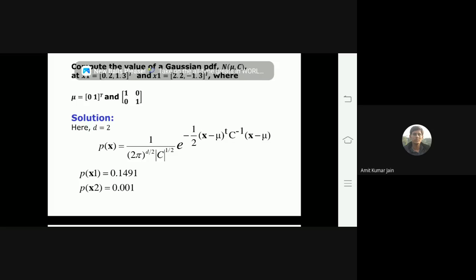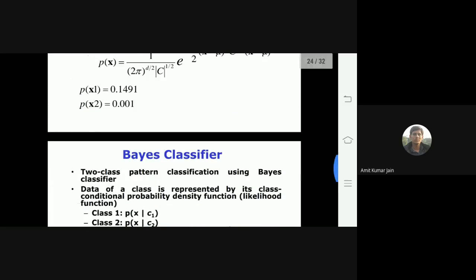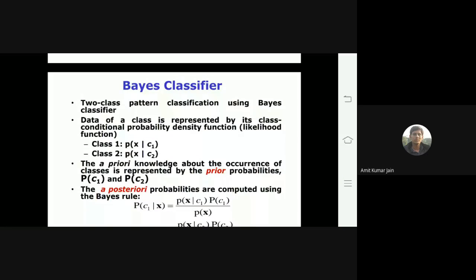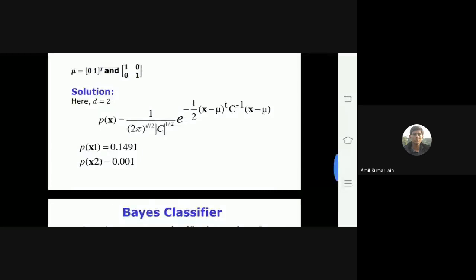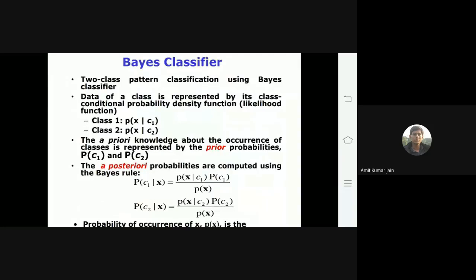If the data of a class will form a cluster, then what will happen is you can apply Gaussian distribution functions on it. So just remember one thing here, that every class will have its own mean and own covariance matrix. That's the point you have to remember here. So every class will have its own covariance matrix. So then it is otherwise called the likelihood function.